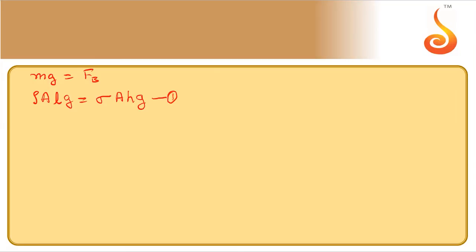Now when it is pressed, then what happens? There will be acceleration. So ma should be equal to mg minus additional force. So that will be sigma a h. Yes, I'll substitute for mg. So this will be rho a l g minus sigma a h g.